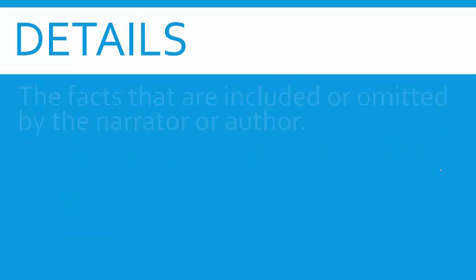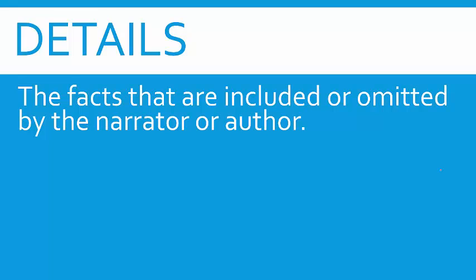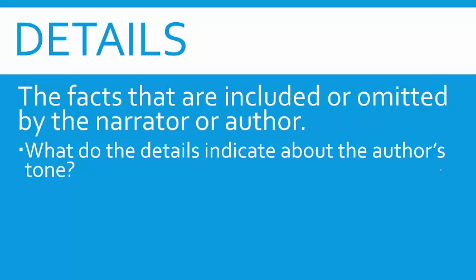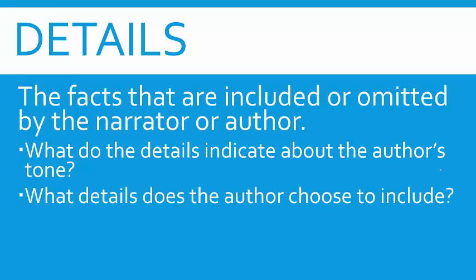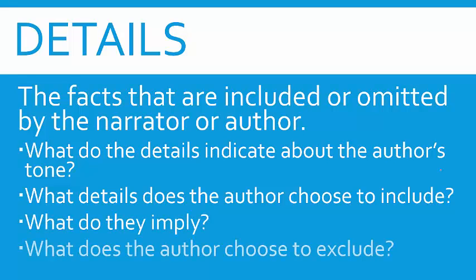Next up, we have details. And details are the facts that are included or omitted by the narrator or the author. Questions we ask ourselves in this case: what do the details indicate about the author's tone? What details does the author choose to include? What do the details actually imply? And what does the author choose to exclude?